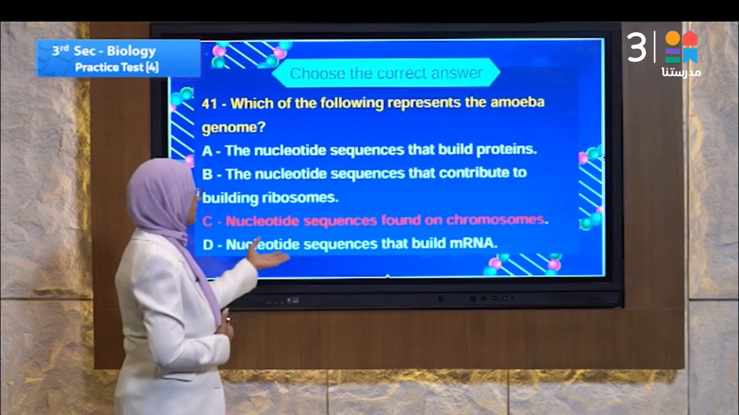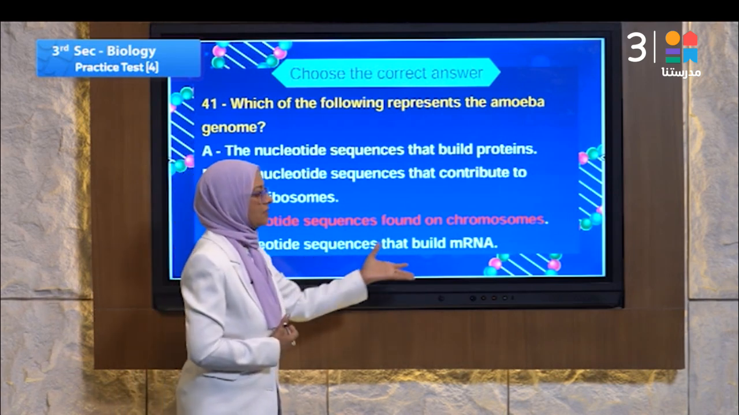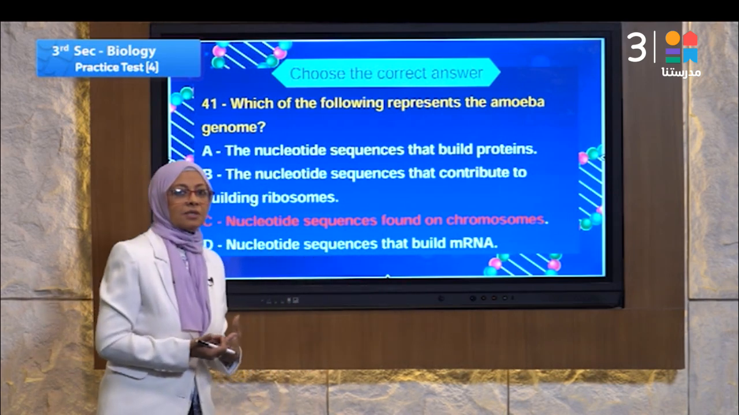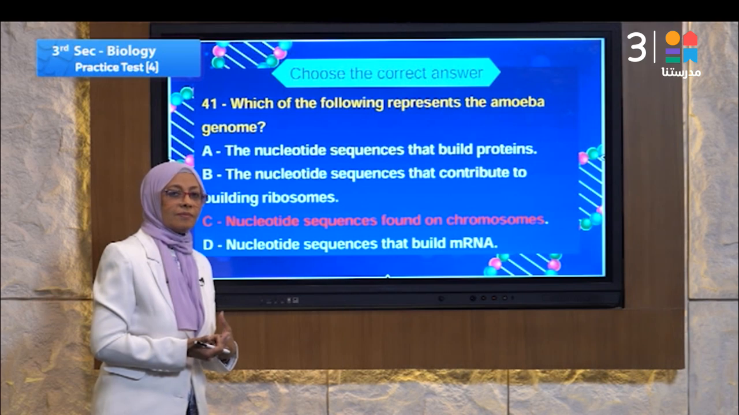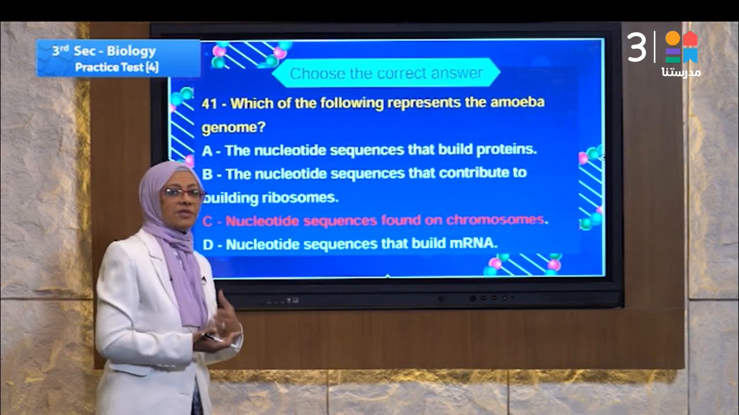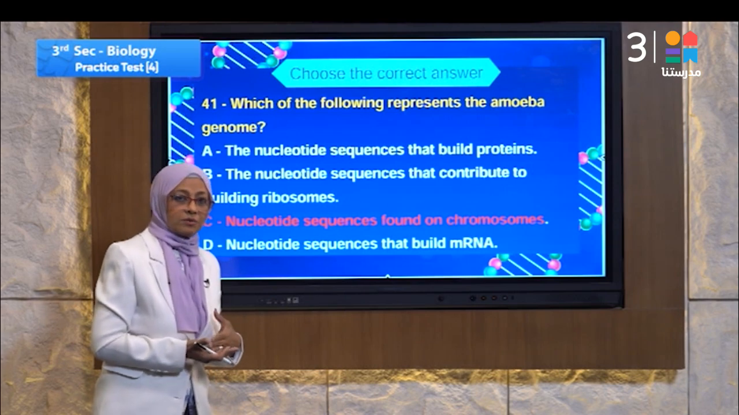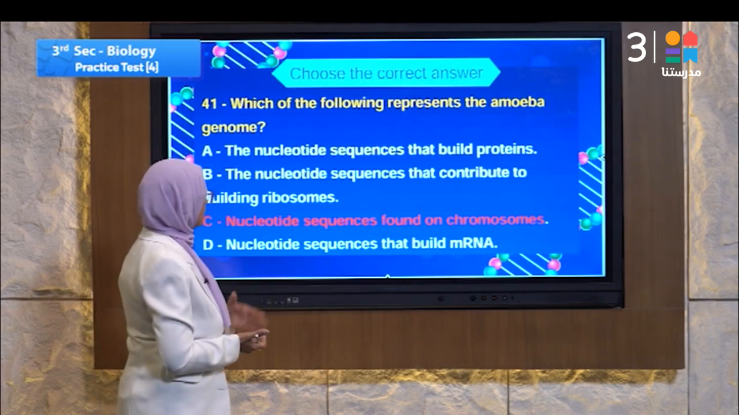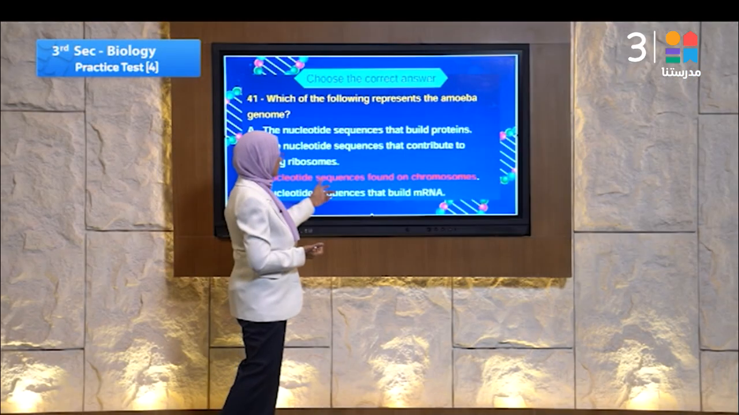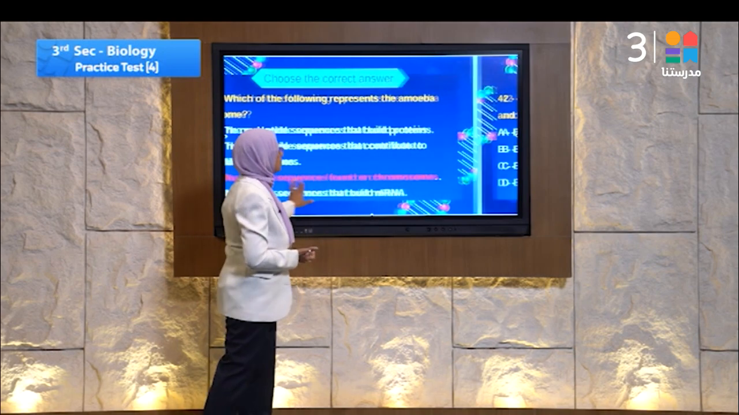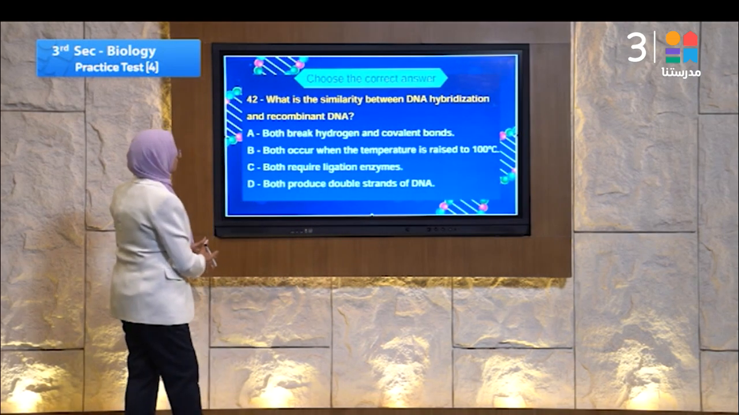It will be a nucleotide sequence found in the chromosomes because it's eukaryotic living organism which have chromosomes that found inside the nucleus and contains a sequence of nucleotide and found on the chromosome. Let's go to question number 42.